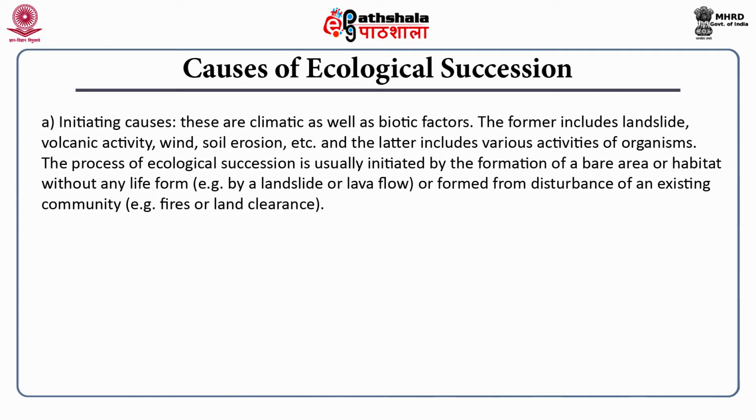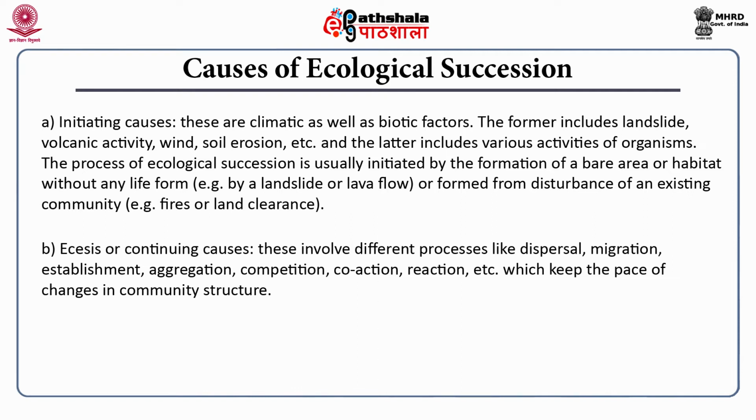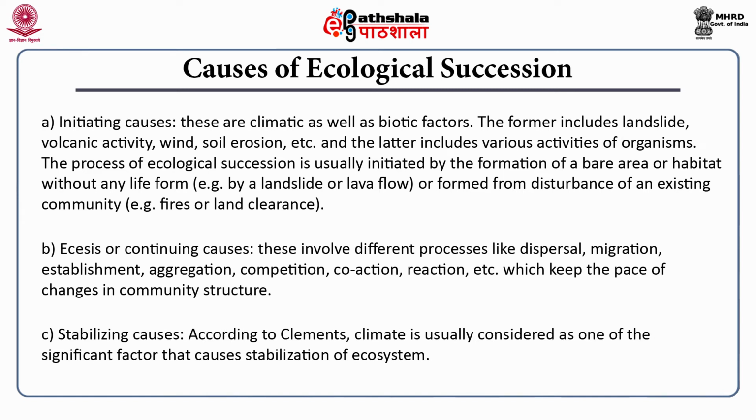The process of ecological succession is usually initiated by the formation of a bare area or habitat without any life form, for example by a landslide or lava flow, or formed from disturbances of an existing community, for example fires or land clearance. Second is the ecesis or continuing causes. These causes involve different processes like dispersal, migration, establishment, aggregation, competition, coaction, reaction, etc. These factors keep the pace of changes in community structure. Third is the stabilizing causes. According to Clements, climate is usually considered one of the significant factors that causes stabilization of the ecosystem.